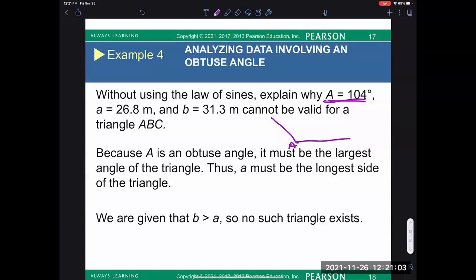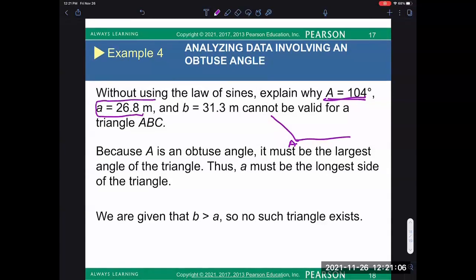And so then the side opposite A is 26.8 meters and B is 31.3. So again, A is going to be over here and B is 31.3. Well, if little side A is going to make a triangle, it can't be less than 31.3 with this big angle in order to get back to the base. And the A that they gave us is 26.8. It's not long enough. So because A is an obtuse angle, it must be the largest angle in the triangle. And thus A must be the longest side of the triangle. But in this case, A is less than B, so no such triangle exists.